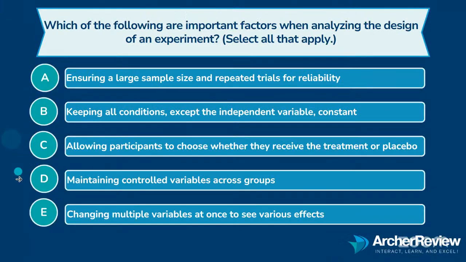D was our other correct answer. Maintaining controlled variables across all groups. Yes, we want to make sure that everything is controlled across all groups. Okay, so that we're not having one group start sleeping 10 hours a night and another group start sleeping 4 hours a night. Now that's going to skew our results. So we have to keep all those things the same. All right, so let's look at our incorrect answers.